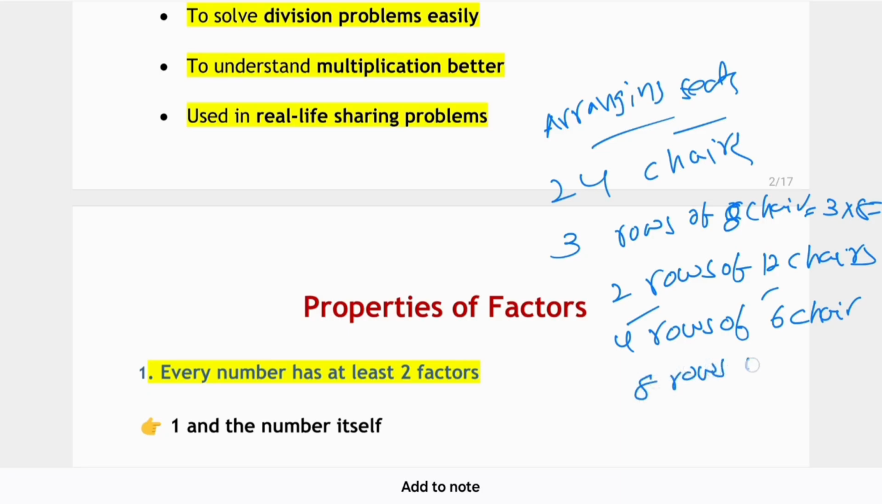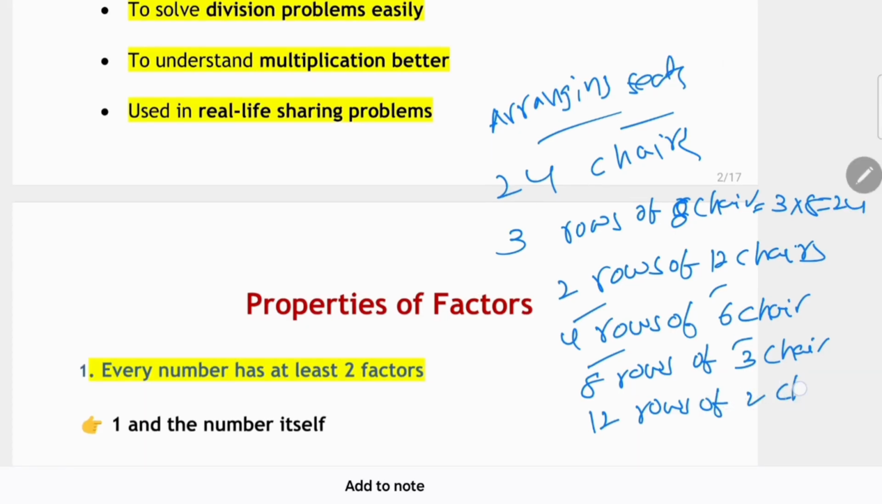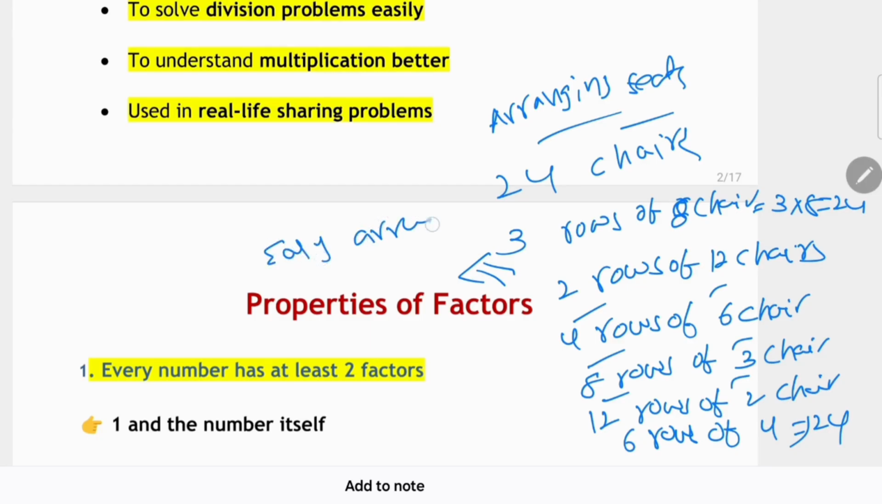8 rows of 3 chairs, because 8 into 3 is equal to 24. 12 rows of 2 chairs, because 12 into 2 is equal to 24. 6 rows of 4 chairs, because 6 into 4 is equal to 24. Therefore, factors are used in easy arrangements.